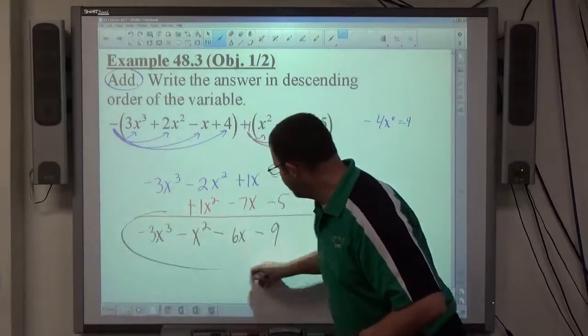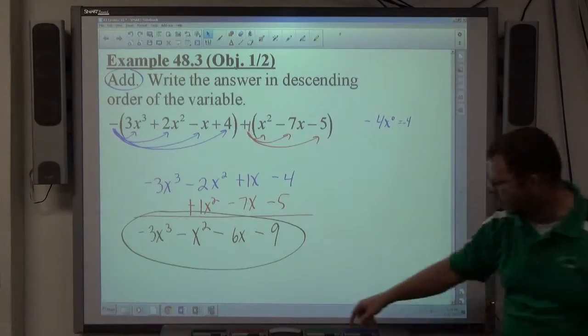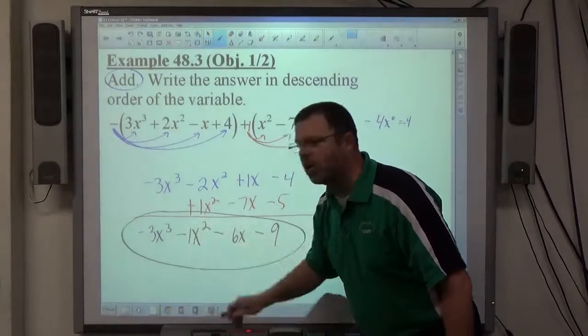So the final answer would be the black. Negative 3x cubed minus x squared minus 6x minus 9. Again, if you put a 1 here, it's not wrong, just not needed.